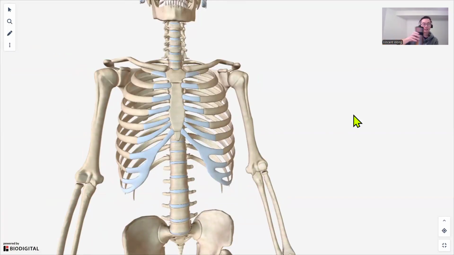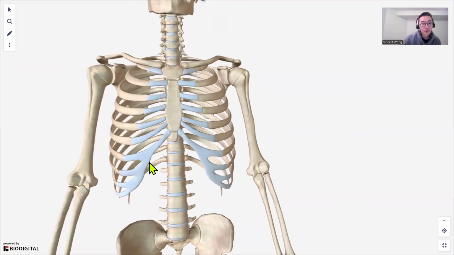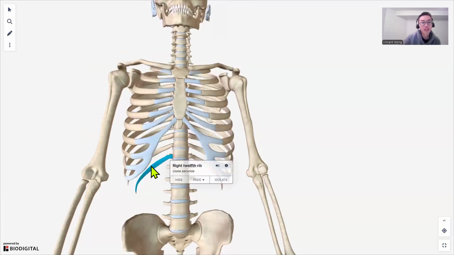Any questions? What can be the advantage or disadvantage of those false ribs? You mean the floating ones? Yes, the disadvantage of having the floating ribs, or the advantage. I'm not sure.